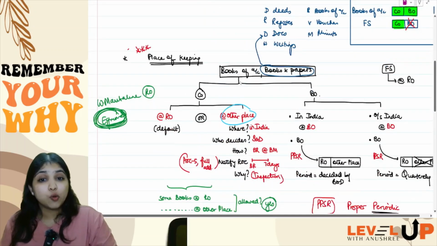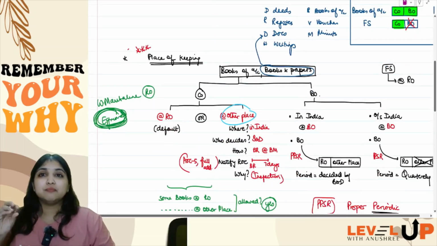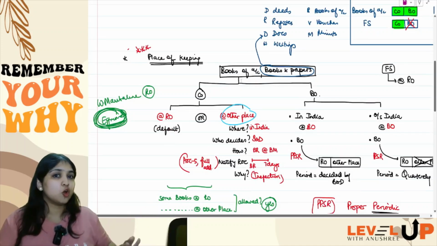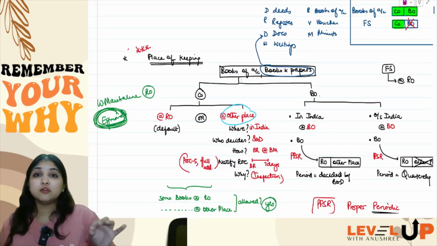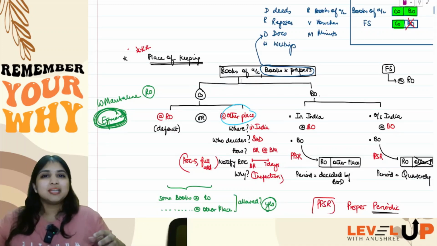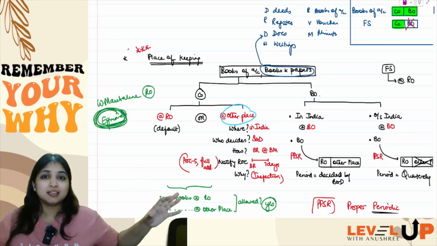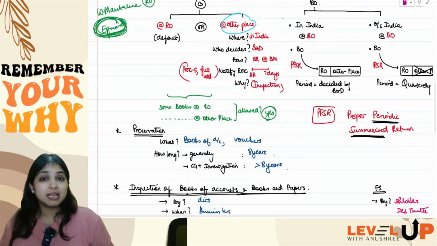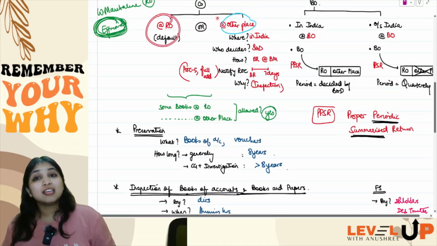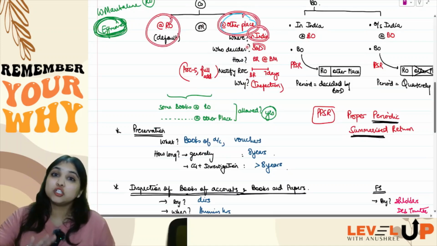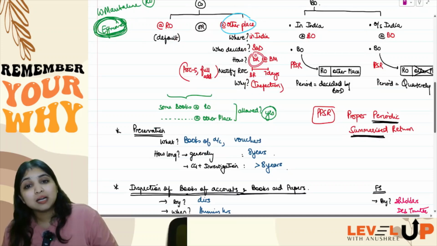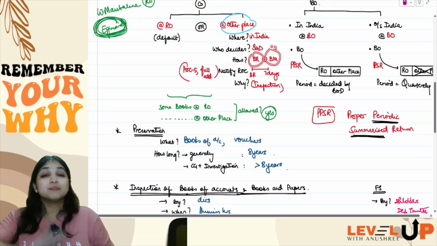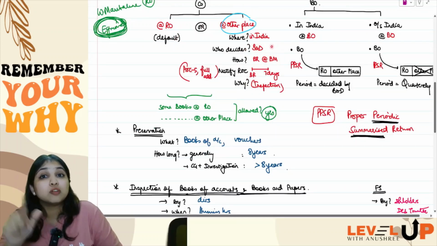Then we learnt where are we going to keep the books of accounts. We said that the financial statements will be kept at the registered office, story over. But books of accounts and books and papers, company has one set, branch office has another set. Company's books and papers, we can either keep them at the registered office or we can keep them at any other place in India which the board will decide by passing a board resolution in the board meeting.